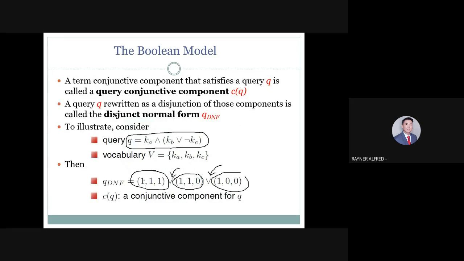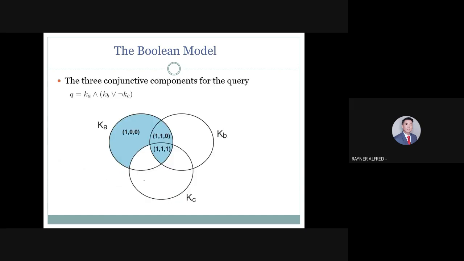Okay. So when we look at the Boolean model, all of this area will cover that area. Okay. So this is the expression of Q. This is the area covered.